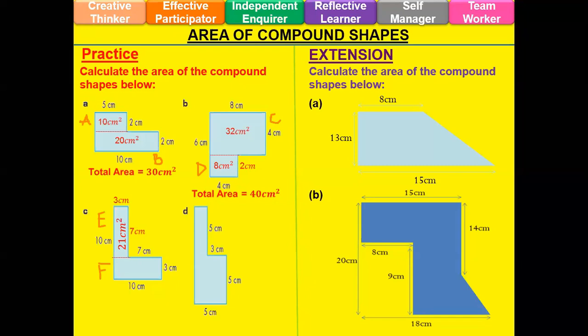Okay, Etienne, what is the product? Okay, so the area of F equals 30 centimeters. 21 plus 30. Good job, Lentina. 21 plus 30 equals 51 centimeters squared. Let's move on to D.